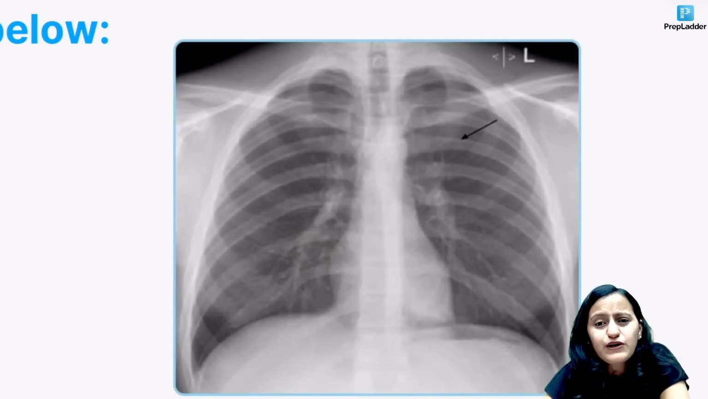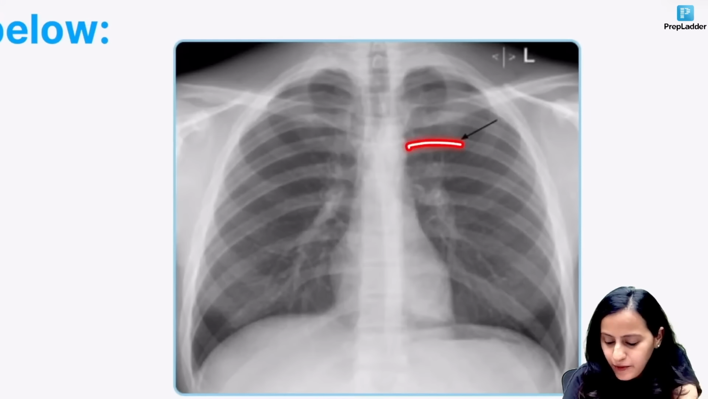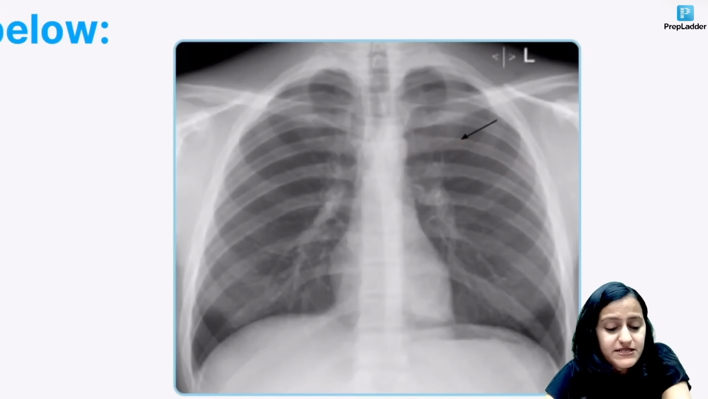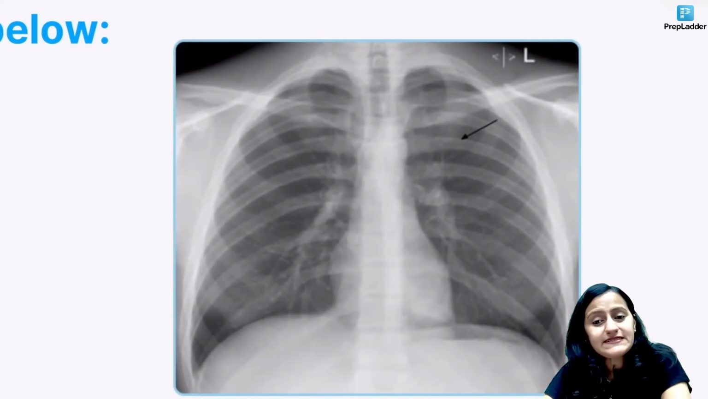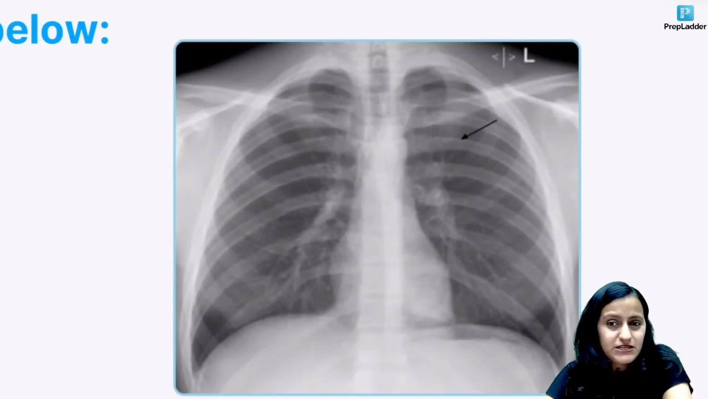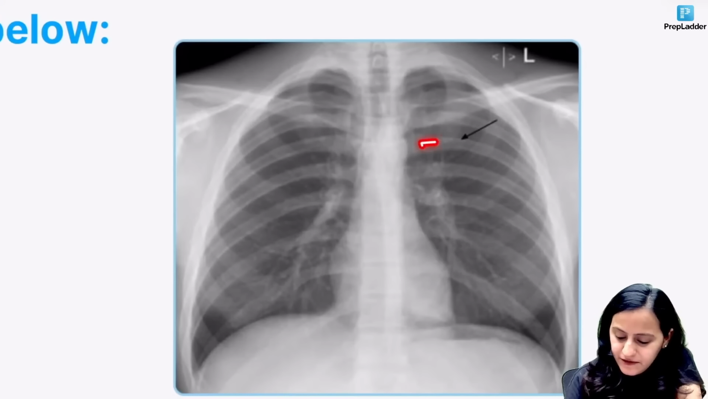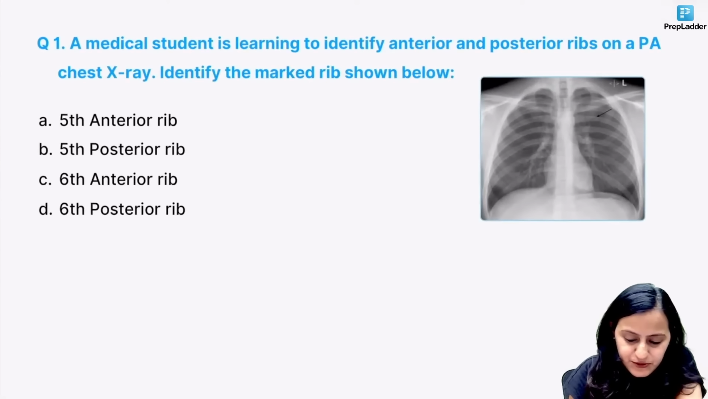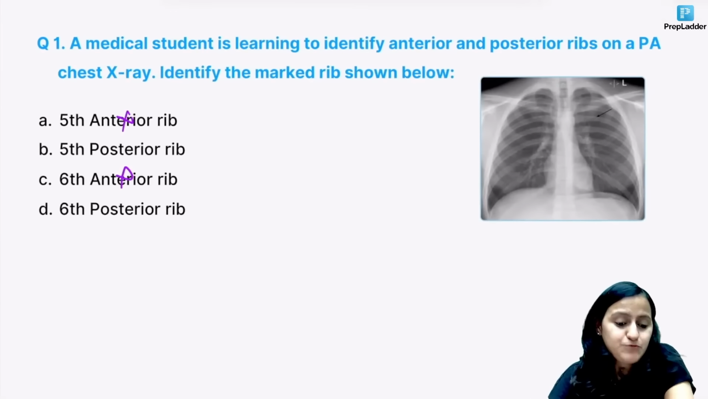So first of all, look at the arrow. Where is the arrow pointing? The arrow is pointing here. So is it anterior or is it posterior? What do you think? Is it the anterior part of the rib or the posterior part of the rib? This part of the rib that you see, which is horizontal, is going to be the posterior. So first of all, you rule out the options which say anterior, so that is out. So you know this is posterior.